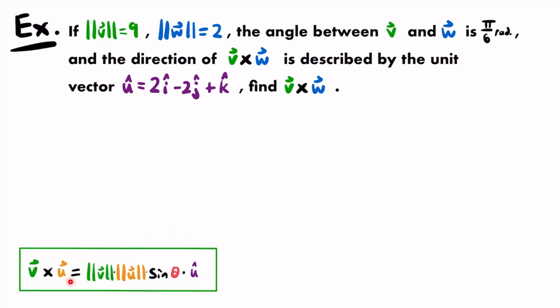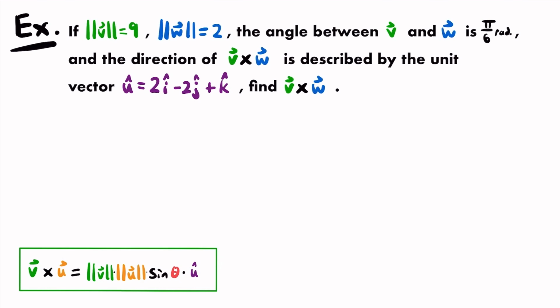I like to call it the alternate form of the cross product because we also have an alternate form of the dot product, so why don't we just call this the alternate form of the cross product. But anyway, another way to find the cross product between two vectors is to take each of their magnitudes, multiply them together, and then multiply them by sine of theta, where theta is the angle between those two vectors, and then you multiply by a unit vector that describes the direction of that cross product.